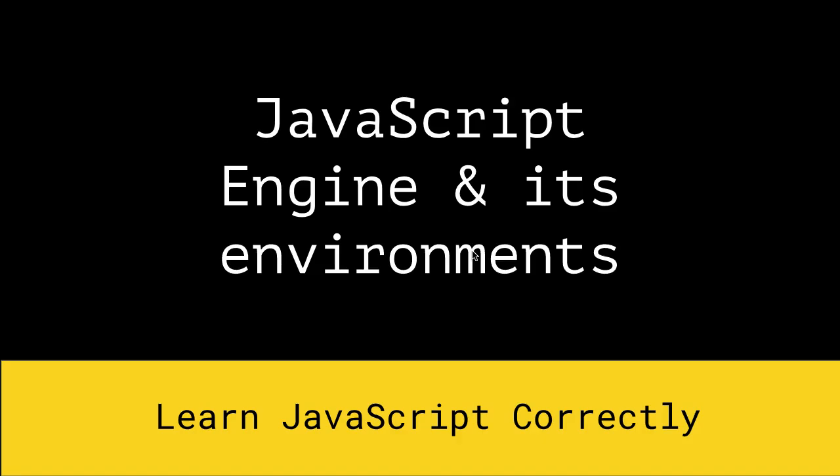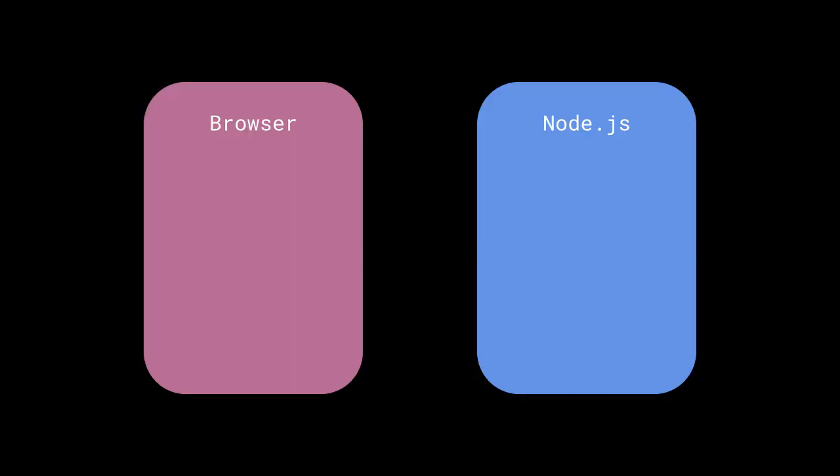Now let's learn about the JavaScript engine and its environments. So you see that we installed two pieces of software. One was a browser, which was Google Chrome, and we also installed Node.js. A lot of people do not know what Node.js really is. Some people think it's a framework, some people think it's a library, some people think it's the name of the JavaScript engine, but it's actually none of the above.